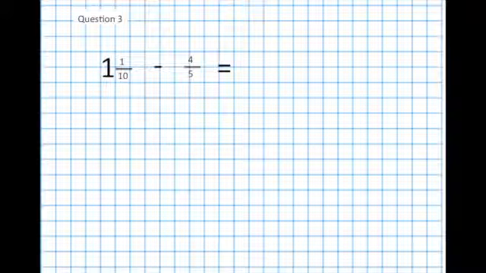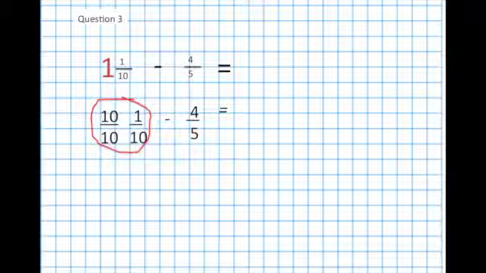Question 3. 1 1/10, take away 4/5. The first thing I'm going to do is turn my first fraction into an improper fraction so that I've got lots and lots of tenths to use to do a subtraction from. So a whole one, because we've got 1, is 10 tenths, and we've got that 1/10, and then we're going to take away 4/5. So 10 tenths and 1/10, we can't leave it like that, can we? Altogether, we have 11 tenths.